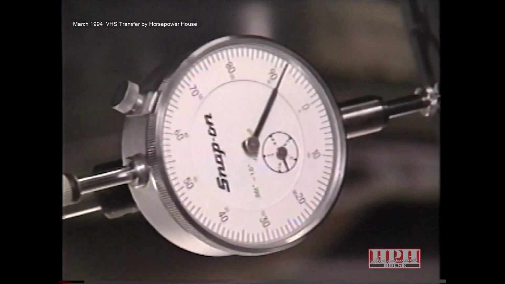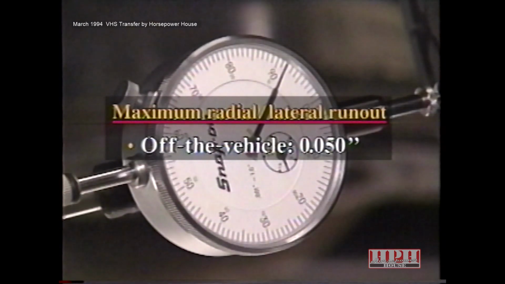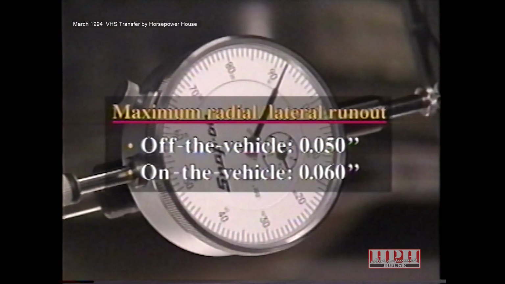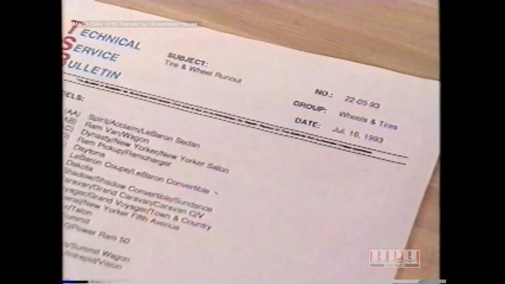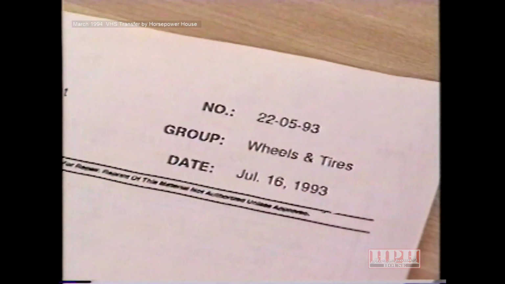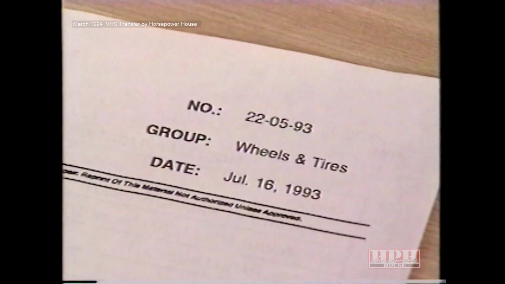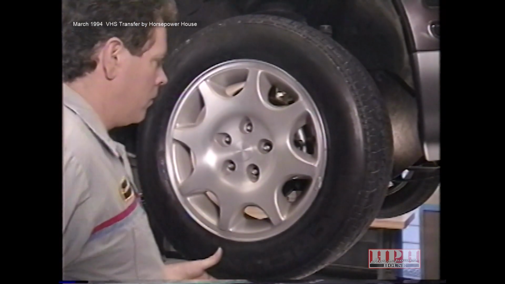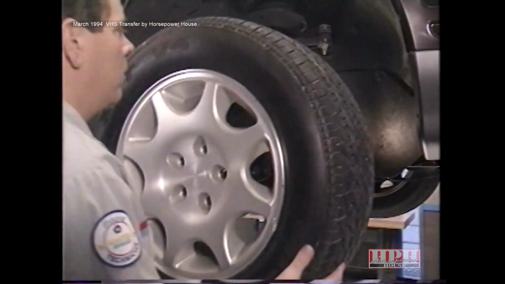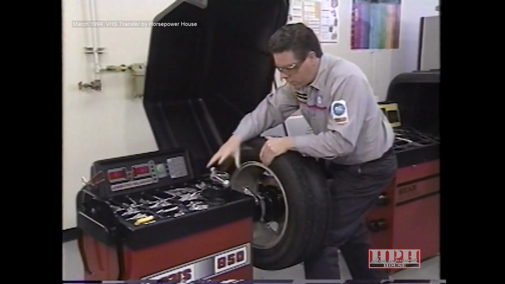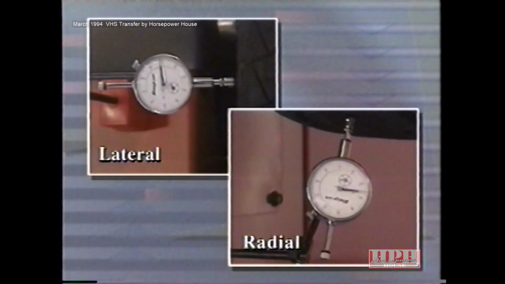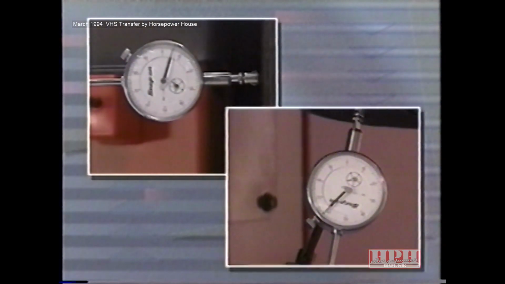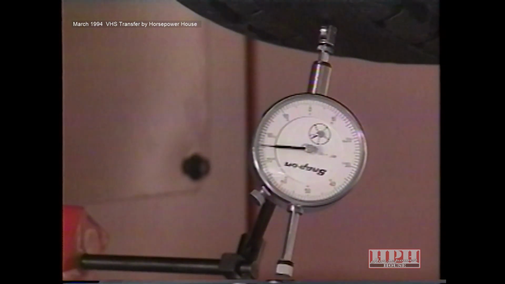As a general rule, the maximum allowable assembly radial and lateral runout is 50 thousandths of an inch when measured off the vehicle and 60 thousandths of an inch when measured on the vehicle. For exact tolerances, refer to TSB 22-05-93. The lateral runout is within specifications. The next step is to remove the wheel assembly, mount it on a spin-type wheel balancer, and check radial and lateral runout again. The wheel assembly still shows excessive radial runout.